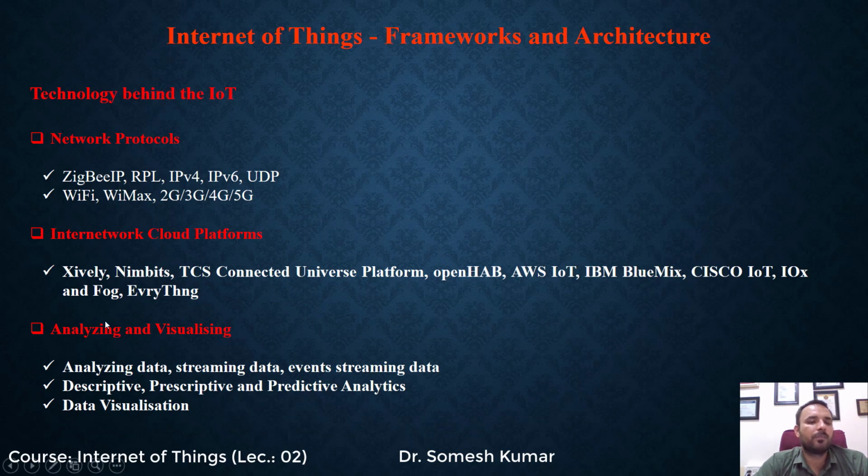Next is our network protocol. The examples of network protocols are Zigbee, RPL, IPv4, IPv6, Wi-Fi, and so on. Next is inter-network cloud platforms. In these inter-network cloud platforms, the examples are Xively, Nimbits, PCS, Connected Universe platforms, and so on. All these things we will discuss in detail later on. Next unit is analyzing and visualizing. Various analysis and visualization algorithms for data streaming, event streaming data, analyzing of data and data visualization are needed.